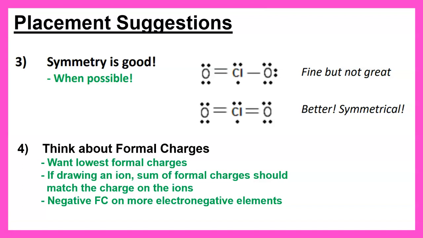Remember, you want the lowest formal charge possible. It needs to add up to whatever the molecular ion charge is, and you need to try to get your negative formal charge on the more electronegative elements. And don't forget, if it asks for all resonance structures, draw all of them, no dashed lines.